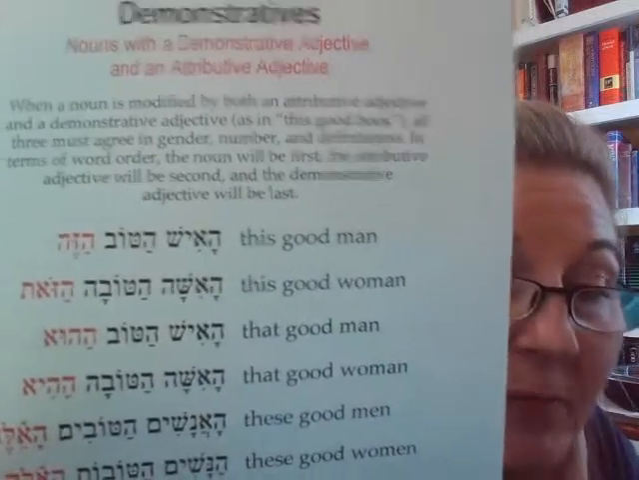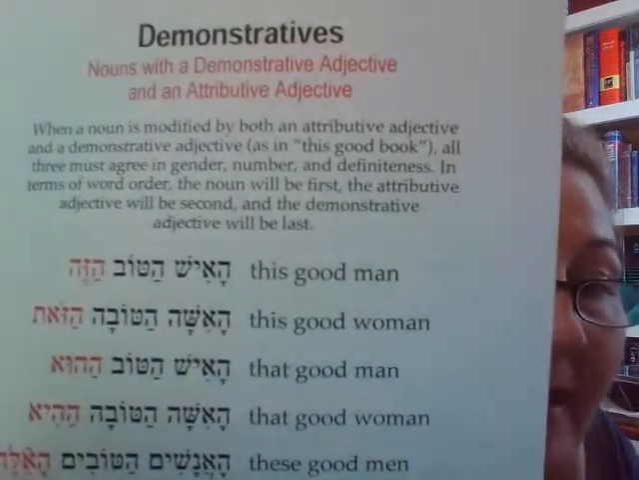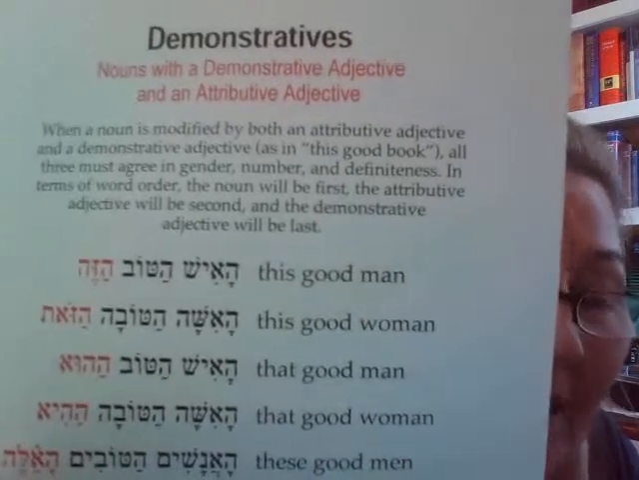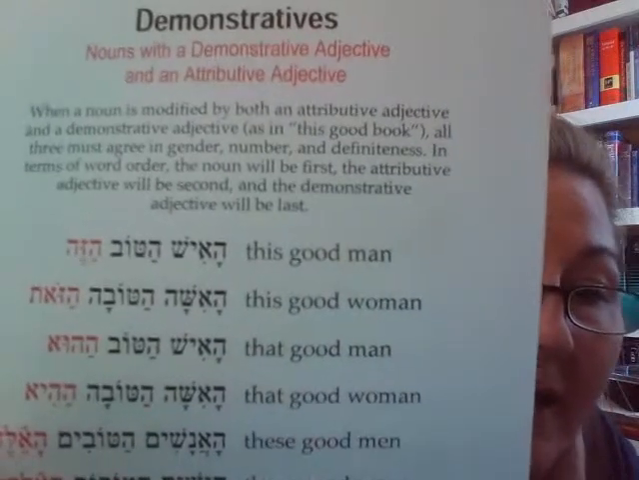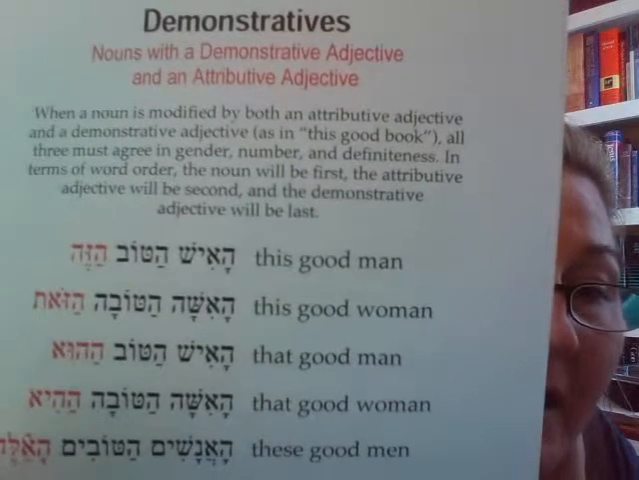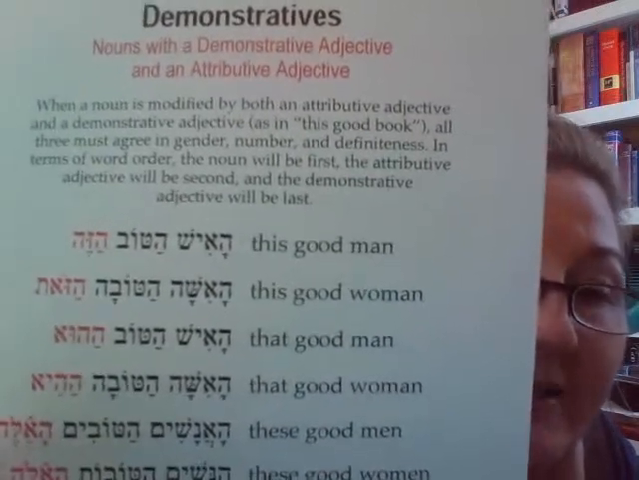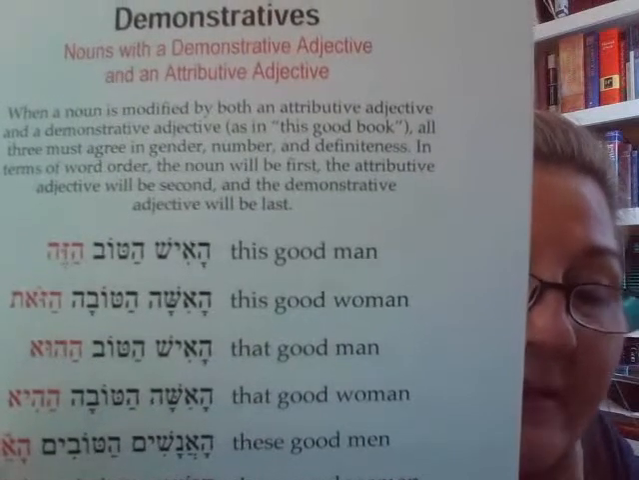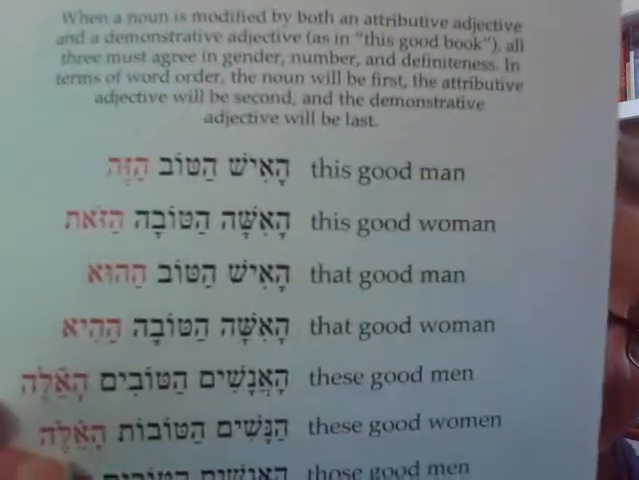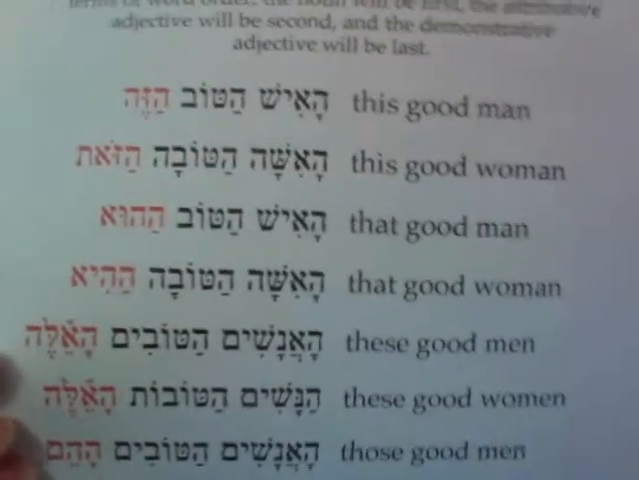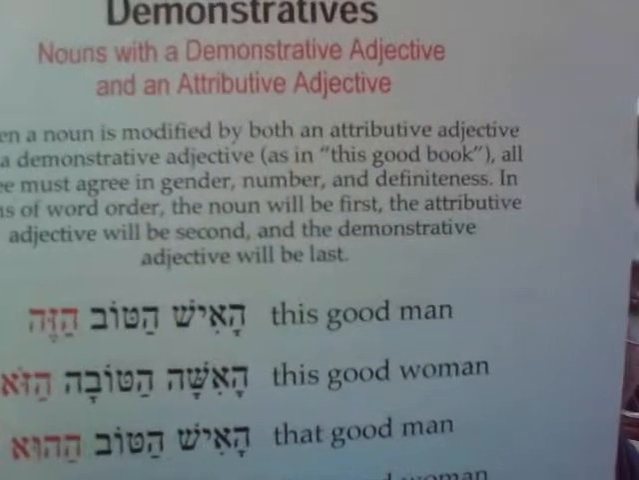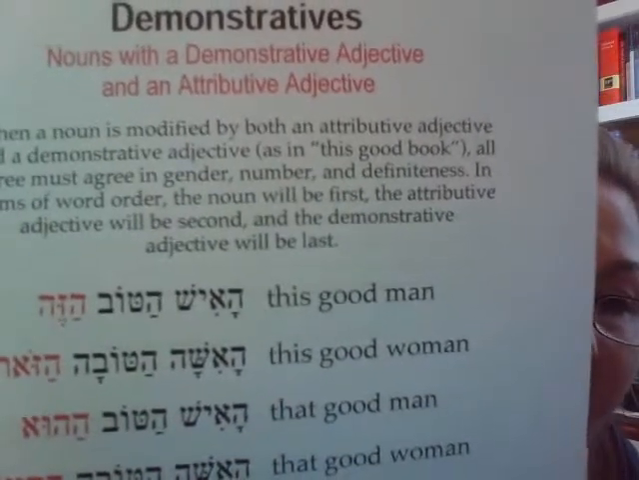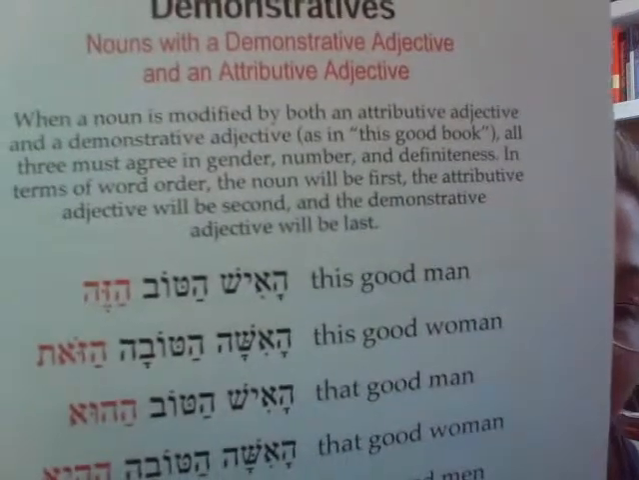Now, if we were to give a wooden translation, it would be the woman, the good, the this. So we have to, again, work with our syntax. This good woman. Ha'ish, hatov, hahu. That good man. And you can see on down the line with each of these illustrations that are on this sheet how that works. So first you have the noun, then you have the attributive adjective, and then last you have the demonstrative adjective.